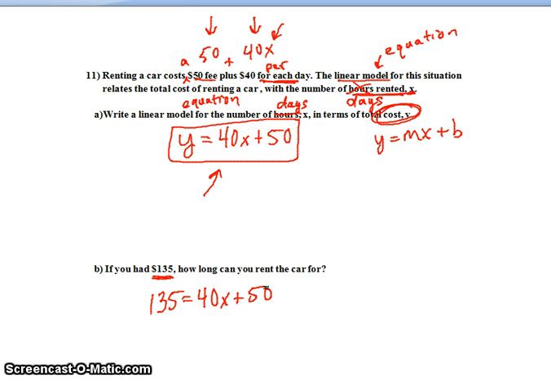Okay, so now you could either guess and check, or you could do algebra. Alright, one day, does 1 times 40 plus 50 equal 135? 2 days, does that work? 3 days, does that work? And check it. Or you could do the math. Solve for x. Minus 50, minus 50. That cancels. 40x equals 85. Divide by 40. Divide by 40.